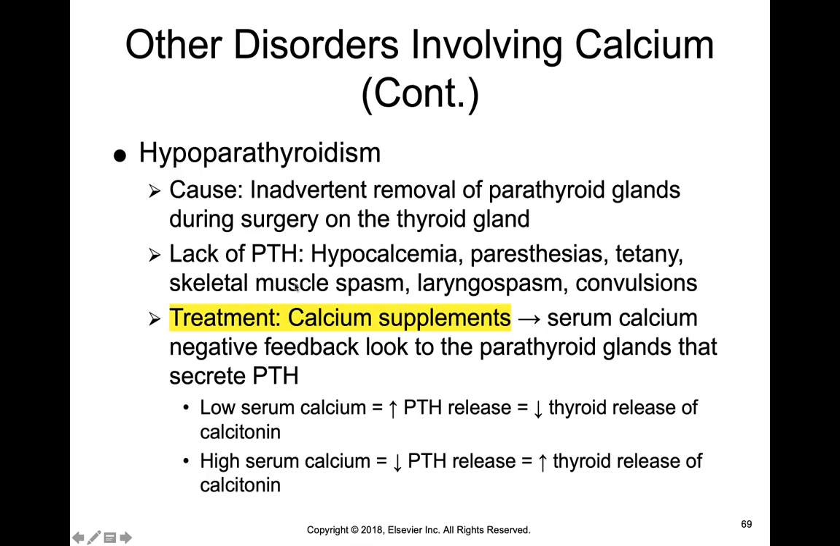If there is a lack of parathyroid hormone, you also get hypocalcemia and all the symptoms that go along with hypocalcemia. And so the treatment, hopefully it would be obvious, is to provide calcium supplements. Having serum calcium in the bloodstream does set off a couple of negative feedback loops. As you can see here, low serum calcium can increase parathyroid hormone release, which then causes a decrease of thyroid release of calcitonin, and then vice versa.